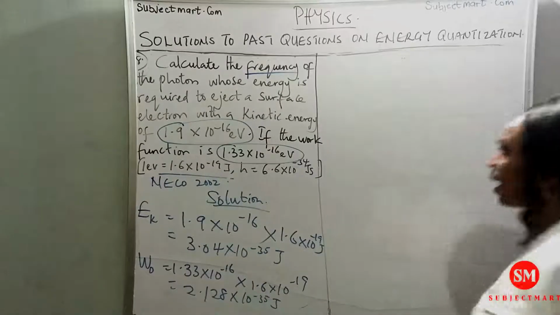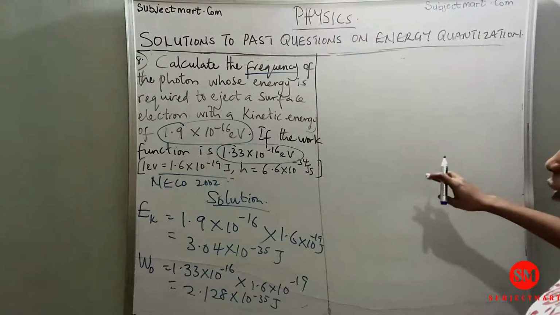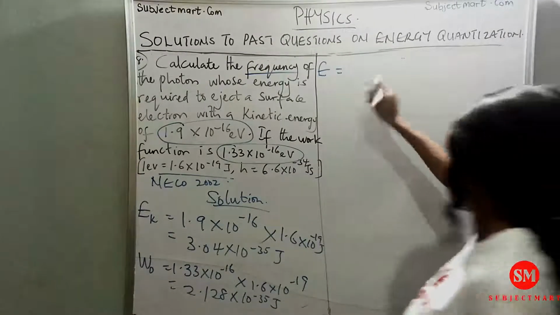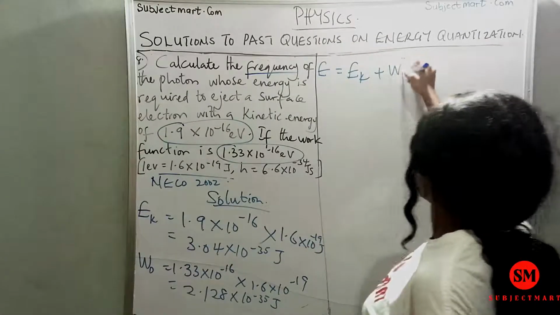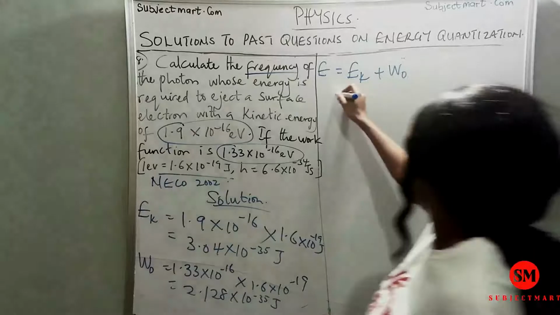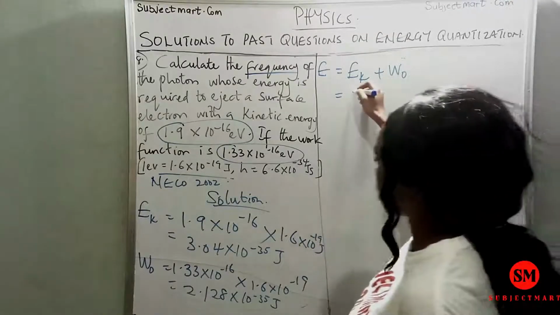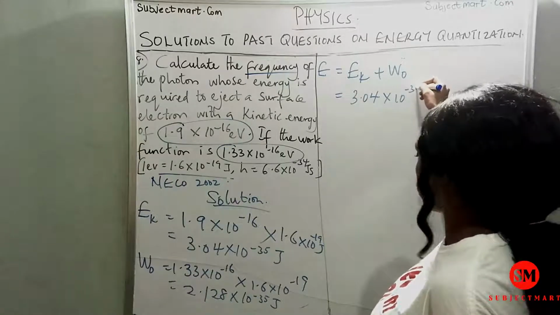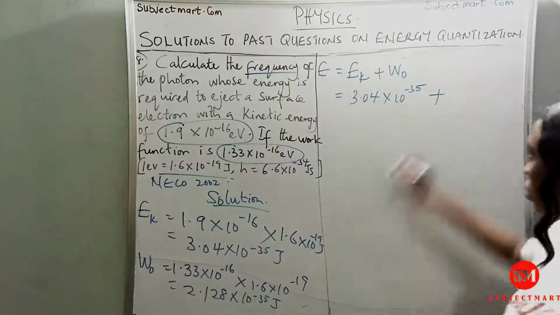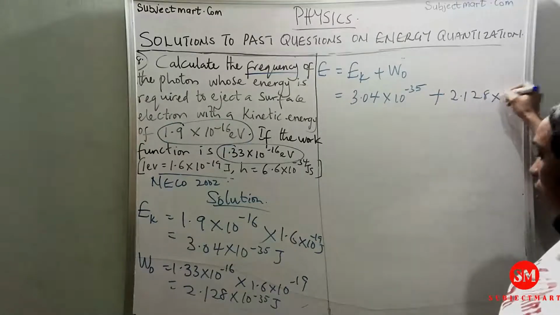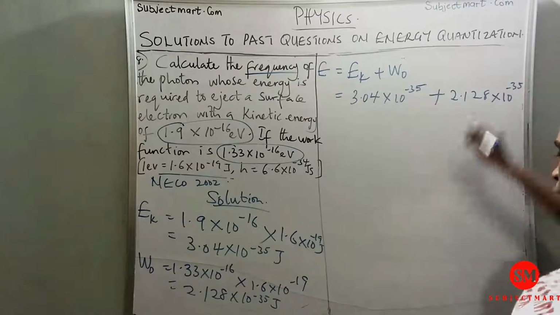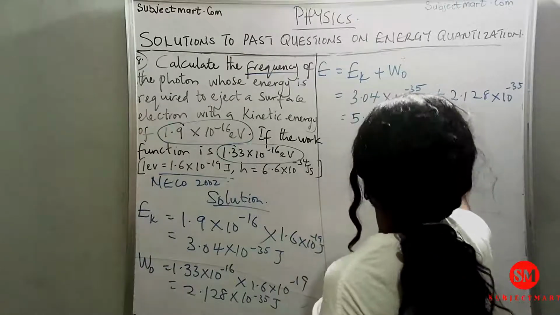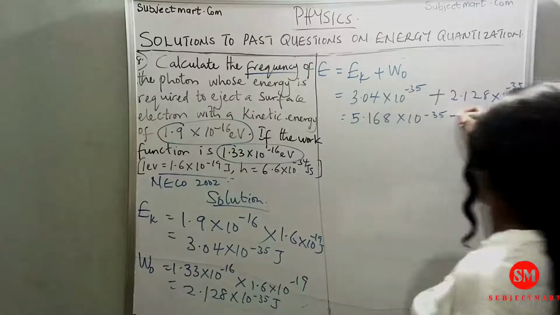Okay, so we go ahead. From this formula that says E is equals to EK plus work function, we recall this formula. So we put in our EK, which is the kinetic energy, to be 0.4 times 10 raised to the power minus 35 plus the work function, which is 2.128 times 10 raised to the power minus 35. Now, addition of this will give me 5.168 times 10 raised to the power minus 35 joules.